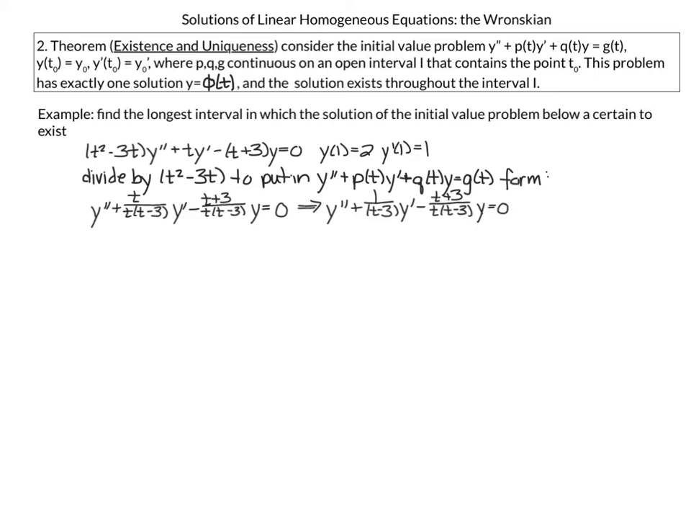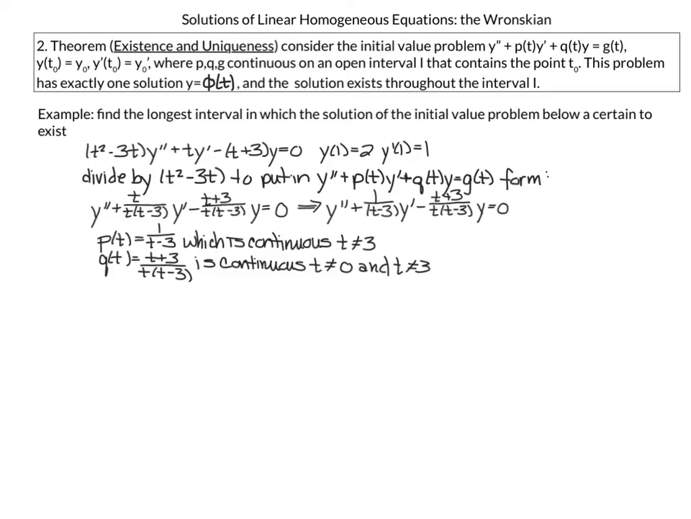And as I was saying, according to our theorem, to find where the solutions of this differential equation exist, we have to look at p, q, and g. So in this case, p is equal to 1 over (t minus 3), and q is equal to minus (t plus 3) over t times (t minus 3), and g is equal to 0. We just need to find where these are continuous. And as you can see, p of t is continuous as long as t does not equal 3, and q of t is continuous as long as t doesn't equal 0, and t does not equal 3.